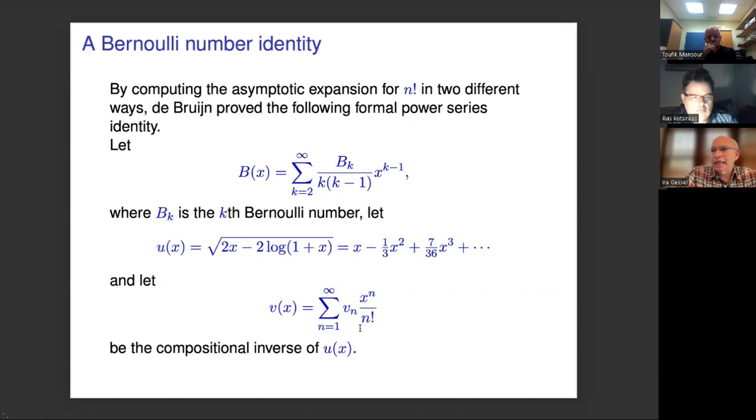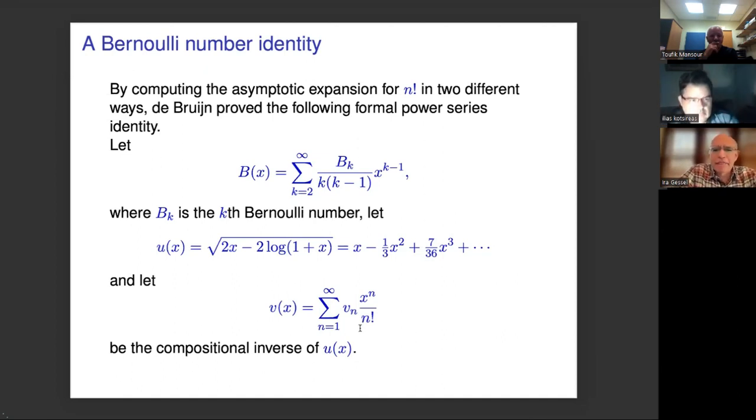And my question is, is it possible to find a formal power series proof? So if we have this relation between two formal power series, it seems to me that it should be possible to prove it without using any analysis.